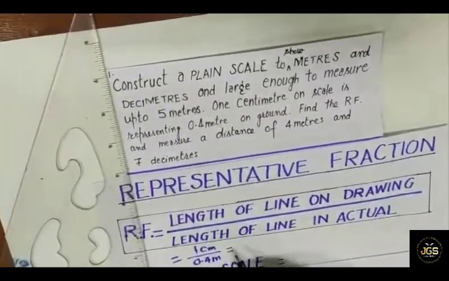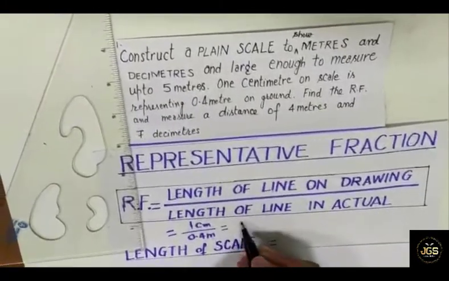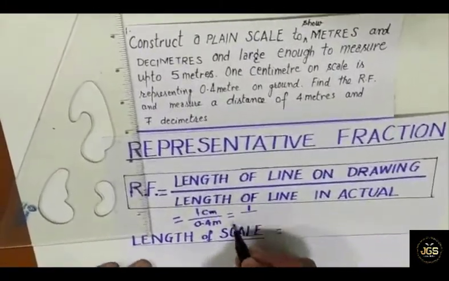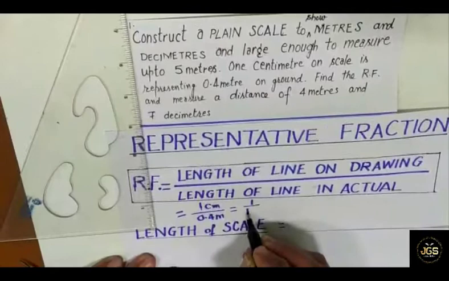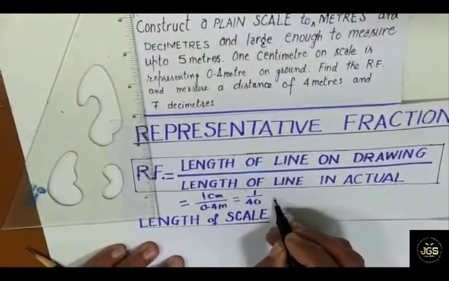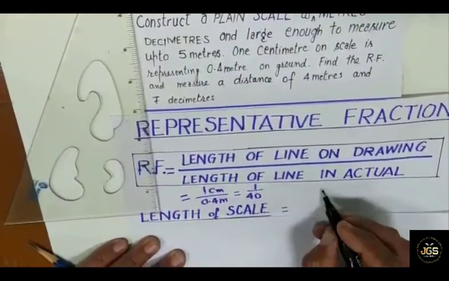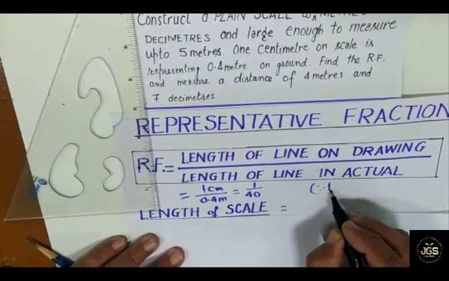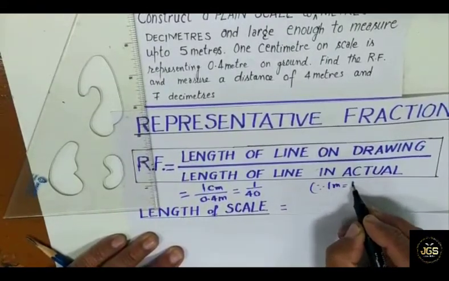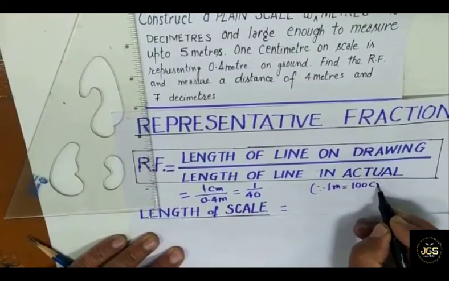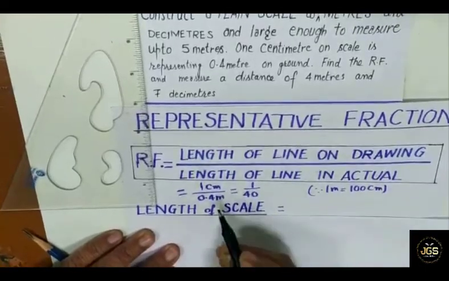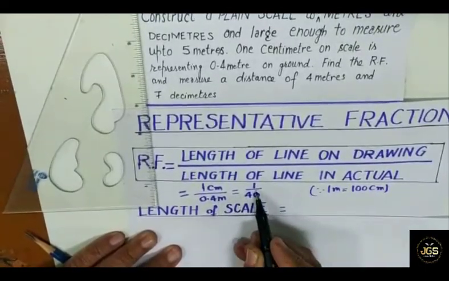Because RF is a ratio, so convert into same units. 1 centimeter over here, 0.4 meter means 40 centimeters. So its RF is given by 1 by 40 because 1 meter is equal to 100 centimeters. Okay. So here we have calculated the RF. It is given by 1 over 40.